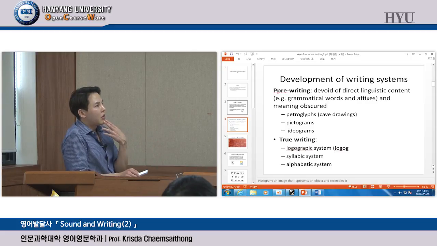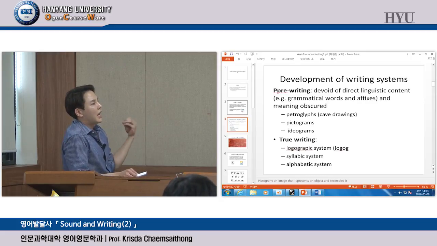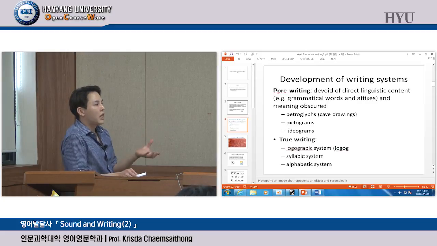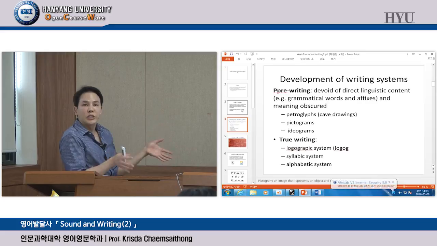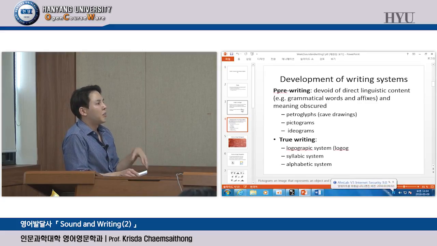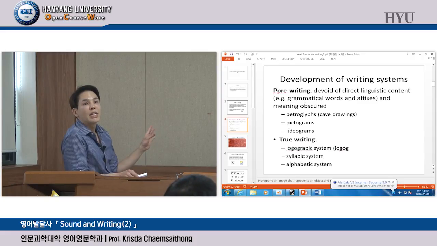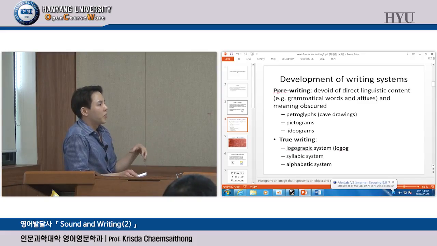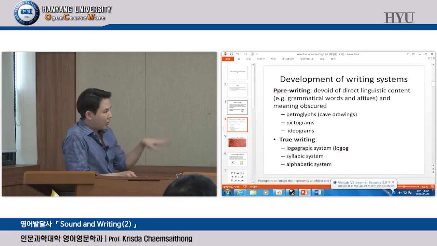So pre-writing includes petroglyphs. Petro is just like in gasoline, right? It means from stone, from rock. Petro is rock or stone. So it's cave drawings, right? You see drawings, pictures that people drew on the walls of the cave, and then pictograms and ideograms. These are what we call pre-writing, the pre-writing stages, right? I will show you a picture in a minute.